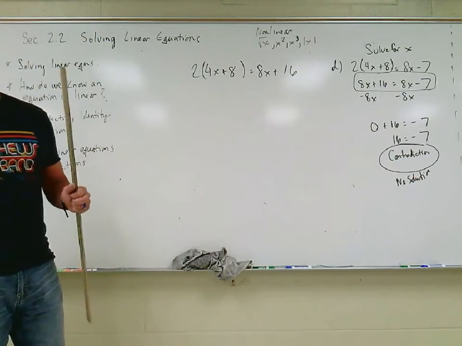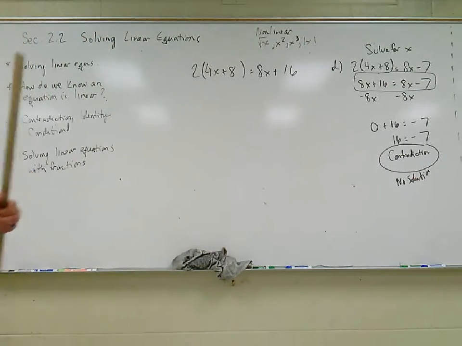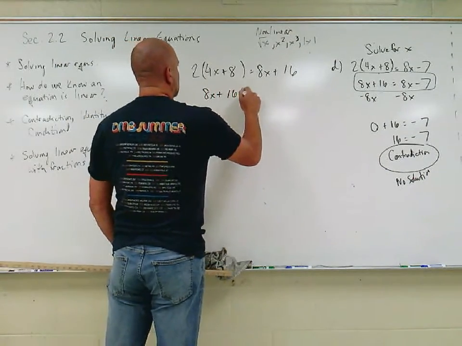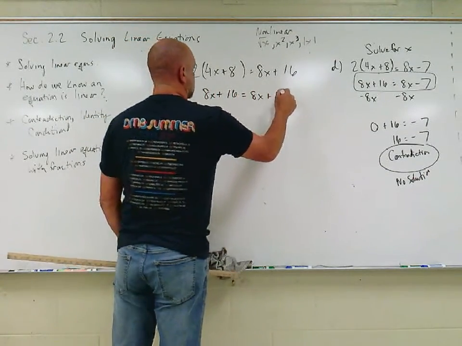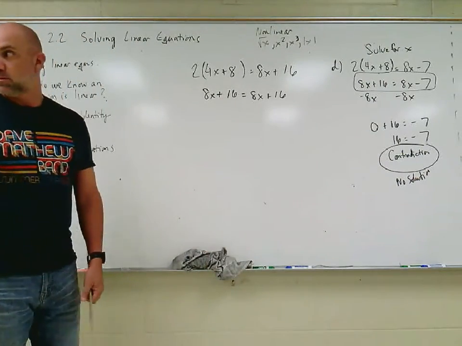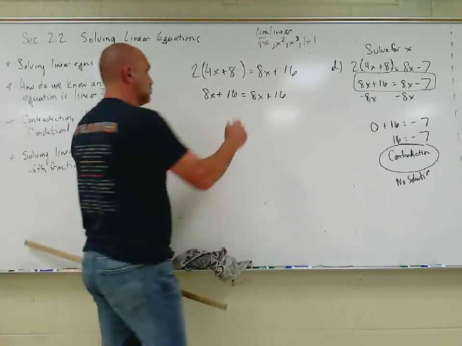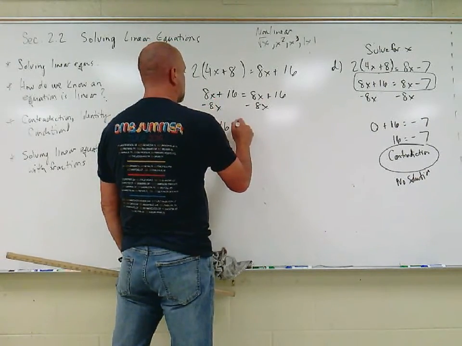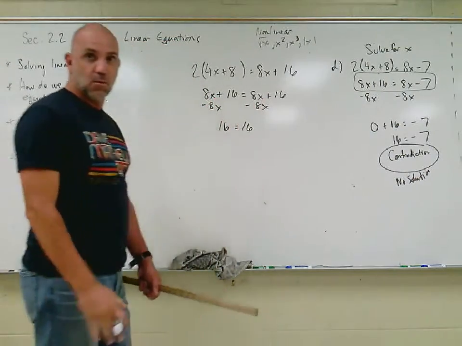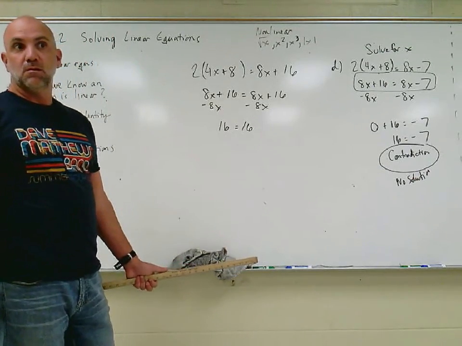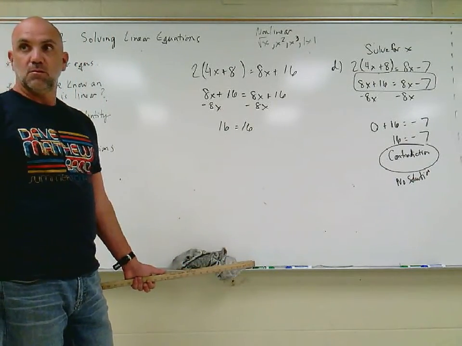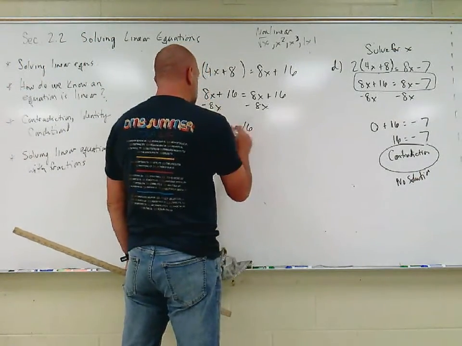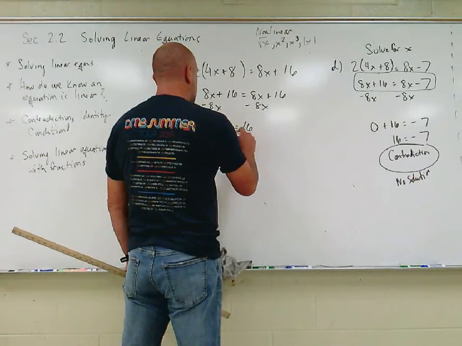So let's just work through this one together. When we go to start solving, I distributed the 2, I have 8x plus 16 equals 8x plus 16. If I subtract my 8x from both sides, I get 16 equals 16. But my x's are gone. So anytime that you get the same thing equal on both sides, this is called an identity.